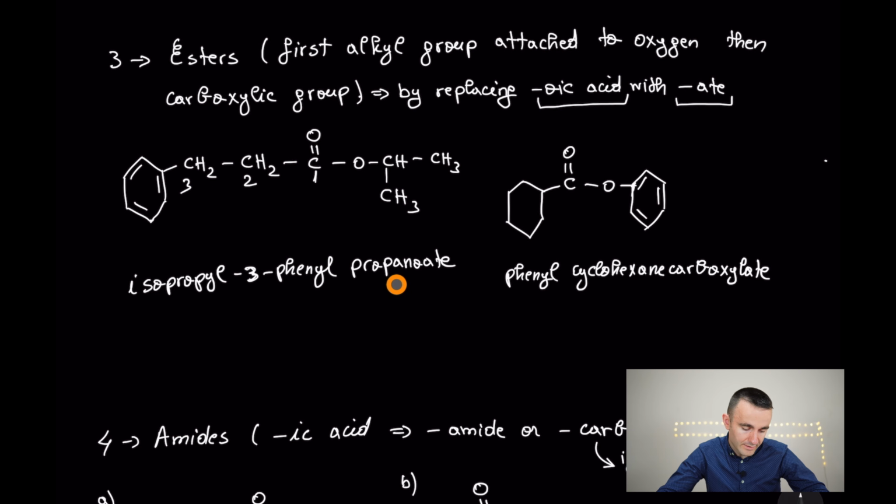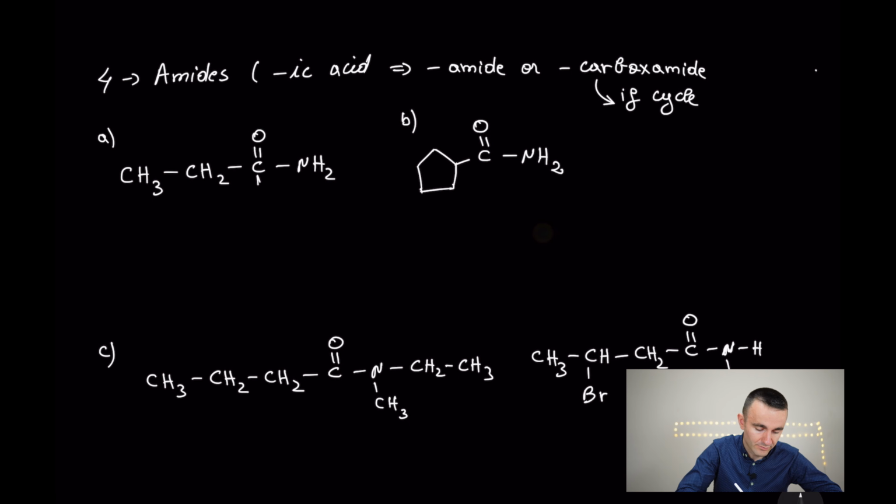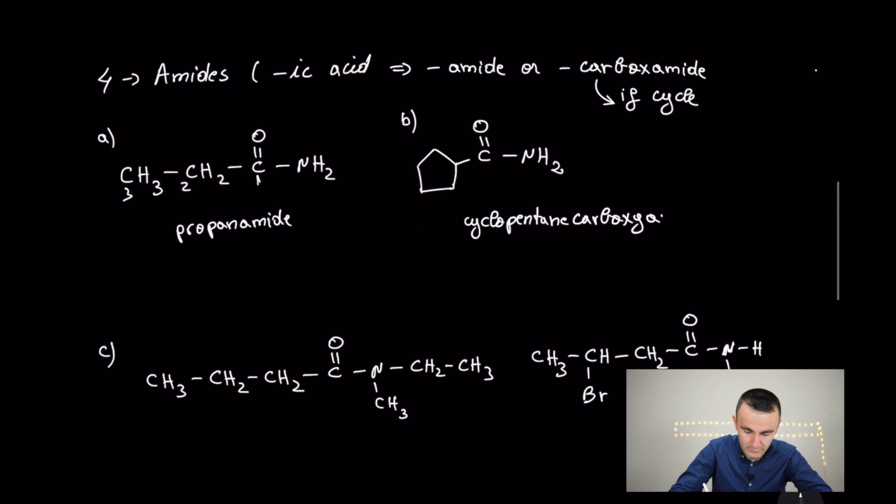Right? Let's move further. Amides. The -ic acid is replaced with -amide, or carboxamide in the case of a cycle. Let's take a look at this first example here. We have 3 carbons here, 1, 2, 3, so it is going to be propanamide. What about in this case? In this case, it is going to be cyclopentane carboxamide. Here we remove the e, and here we keep it.